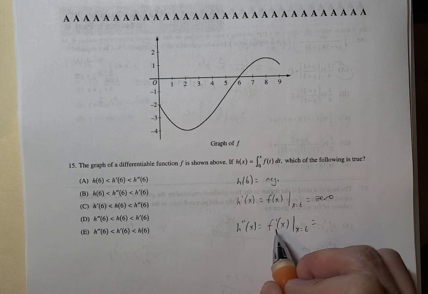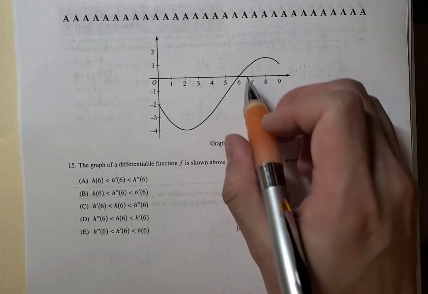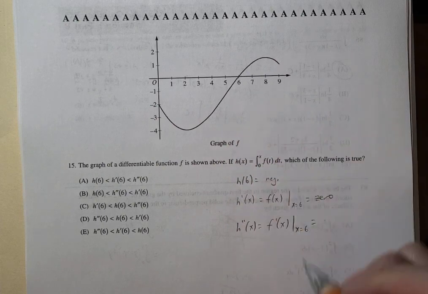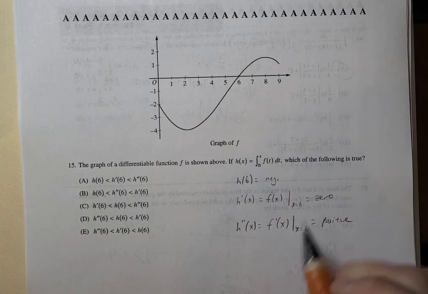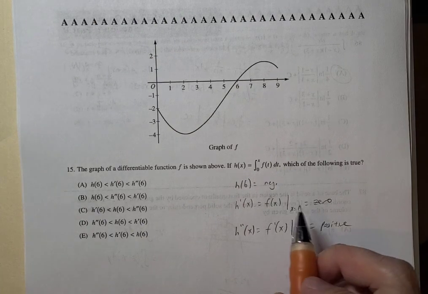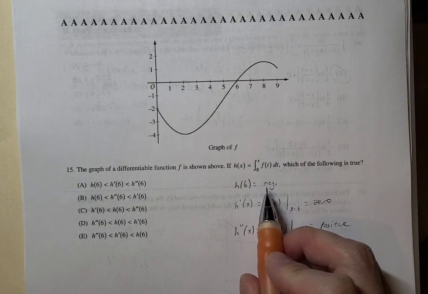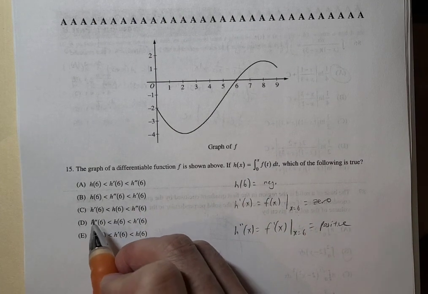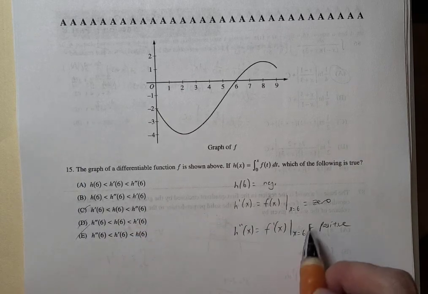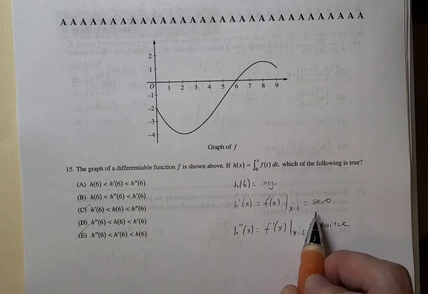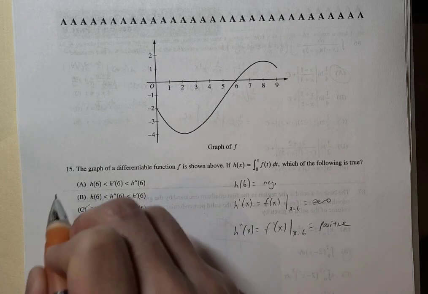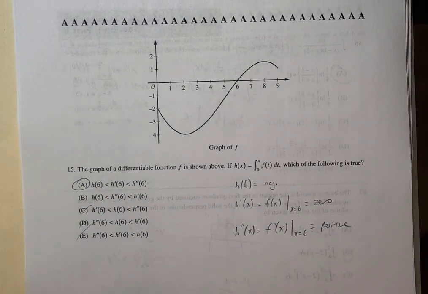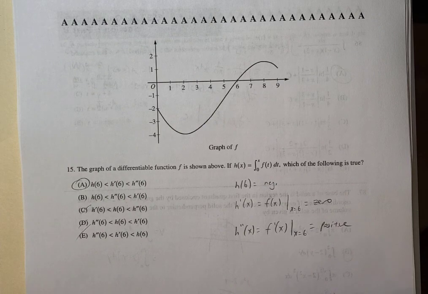Okay, so what's f prime? That's the slope of the tangent line. This is some positive number at x equals 6, so positive. Okay, so we found our answer. Because h of 6 is negative, it's the smallest, so we can eliminate these three. Then h prime is 0, so that would be in the middle. H double prime is positive, so that's the biggest. So 15 is a. That's how we do this one.